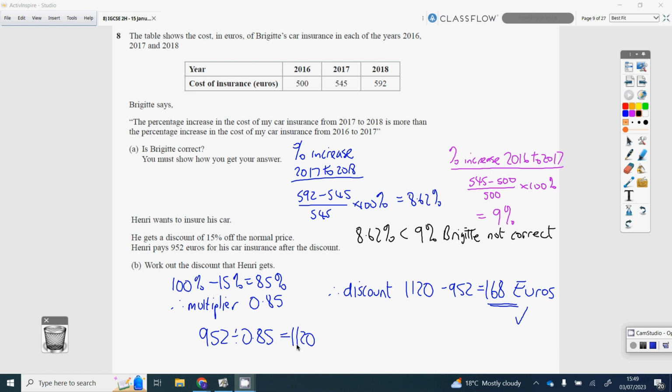So what discount did Henry get? Well, he would have paid 1120 without the discount, but he actually paid 952. So take the 952 from the 1120, and Henry got a 168 euro discount.